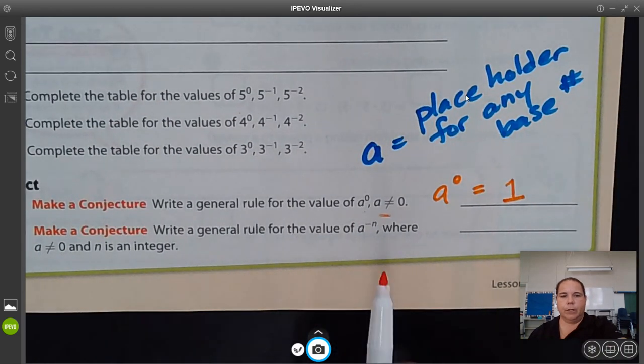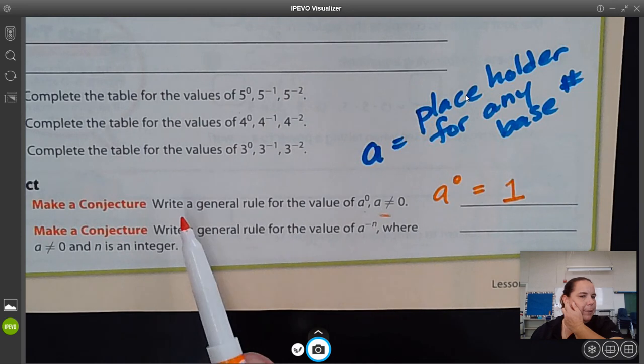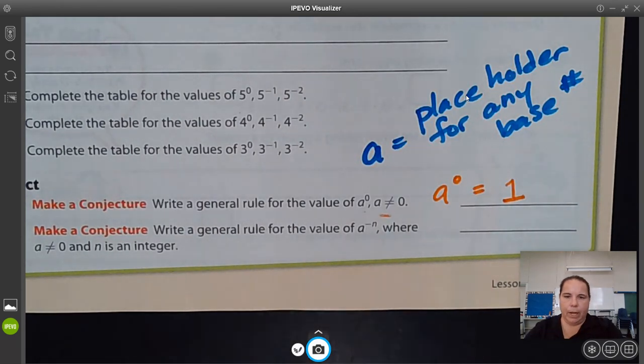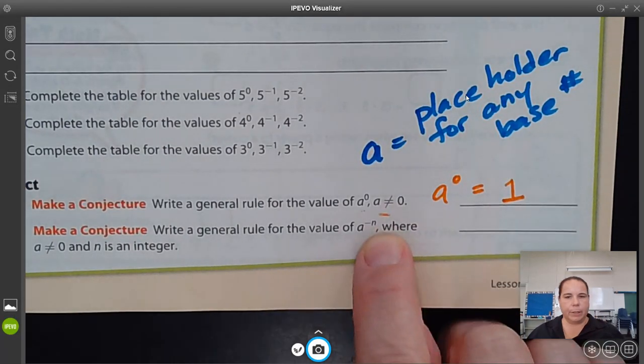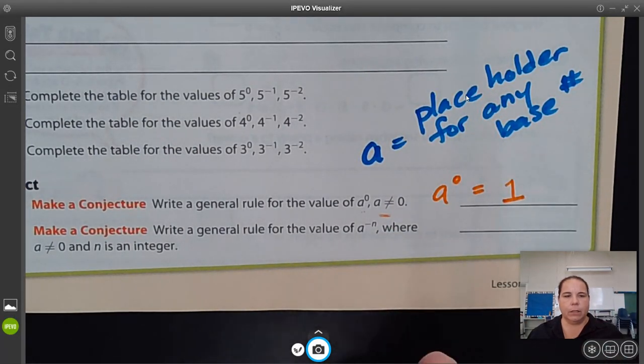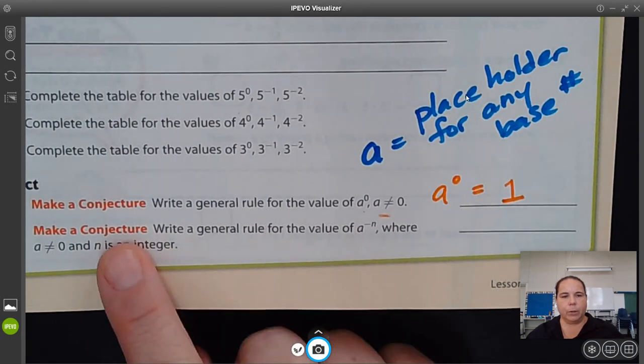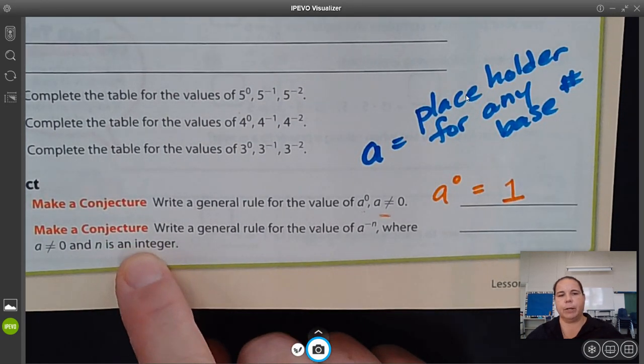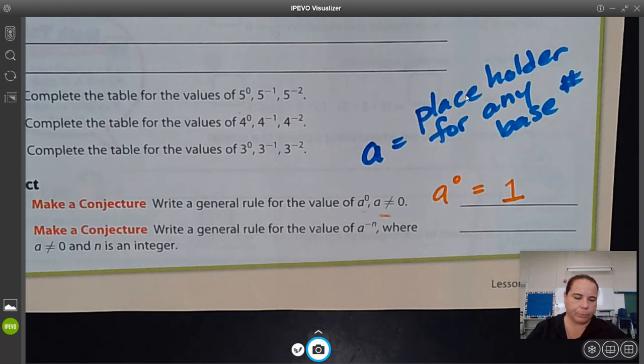Okay? So now let's think about the same thing. We're going to write a general rule for A if it has a negative exponent of n. So again, n is just holding the place of any value. And it says where n is an integer. So remember, an integer would not be a fraction.